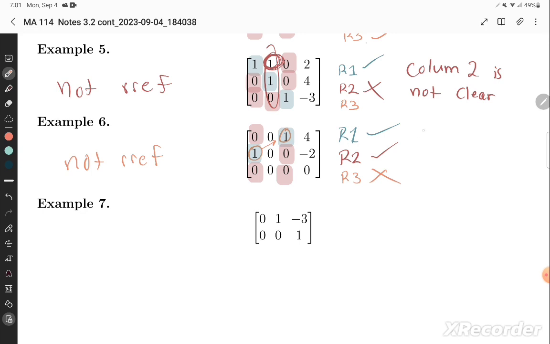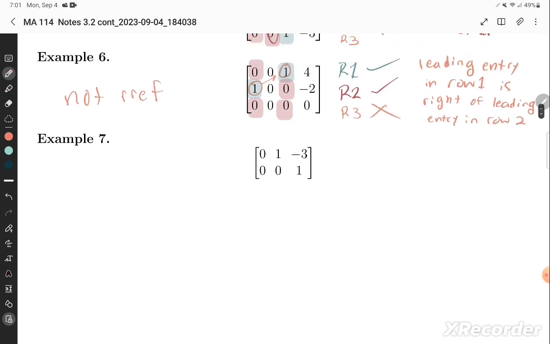And that's because the leading entry in row 1 is right of the leading entry in row 2.